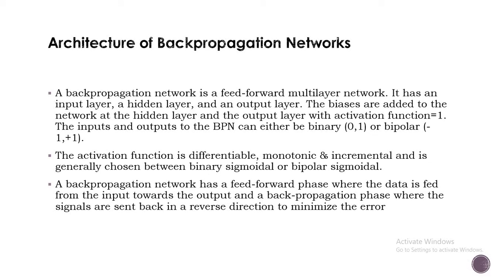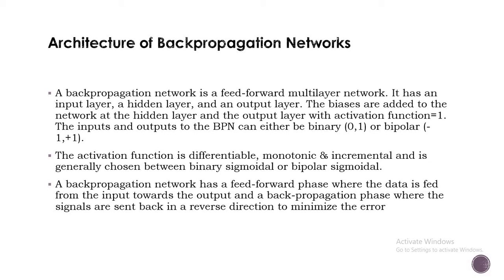The next topic is the architecture of the backpropagation network. A backpropagation network is a feed-forward multi-layer network. It has an input layer, a hidden layer, and an output layer. The biases are added to the network at the hidden layer and the output layer with the activation function equal to 1. The inputs and outputs to the BPN can either be binary, 0 or 1, or bipolar, -1 or +1. The activation function is differentiable, monotonic, and incremental, and is generally chosen between binary sigmoidal or bipolar sigmoidal.